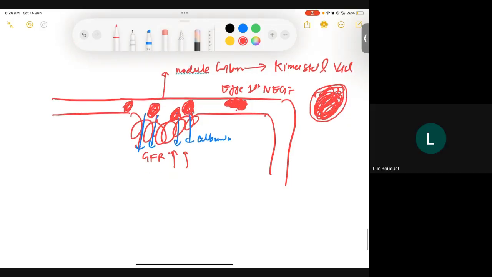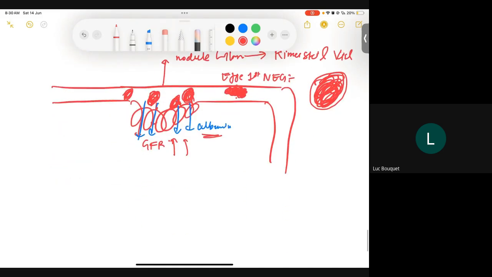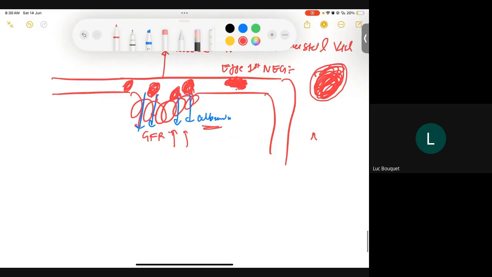Yes, in this case, due to hyperfiltration, you are losing albumin. So can I list this pathology in nephrotic syndrome, as we are losing proteins? Yes. Okay.